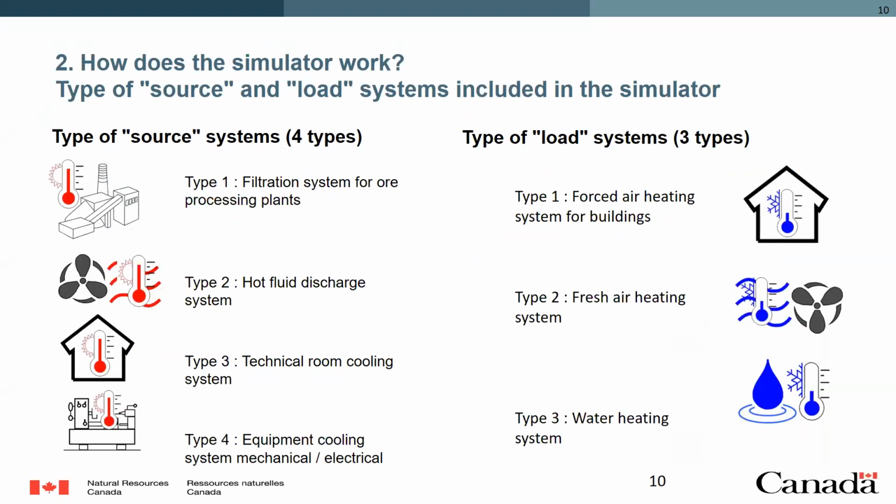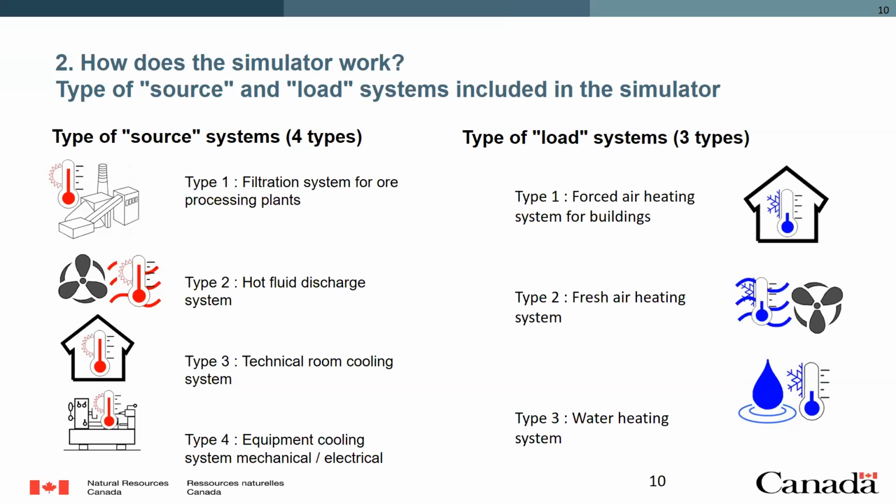So what are the sources that are considered? There are 4 types. So there's the filtration system for the processing plant. So that's type 1. Type 2 is called fluid discharge, for example, the ventilation return of the mine. Type 3 are technical room cooling systems, for example, electrical rooms. And then type 4 is for bigger equipment like the generator or diesel generator, which are equipment that have their own cooling system. Okay. On the load side, there are 3 types that are considered at this point.